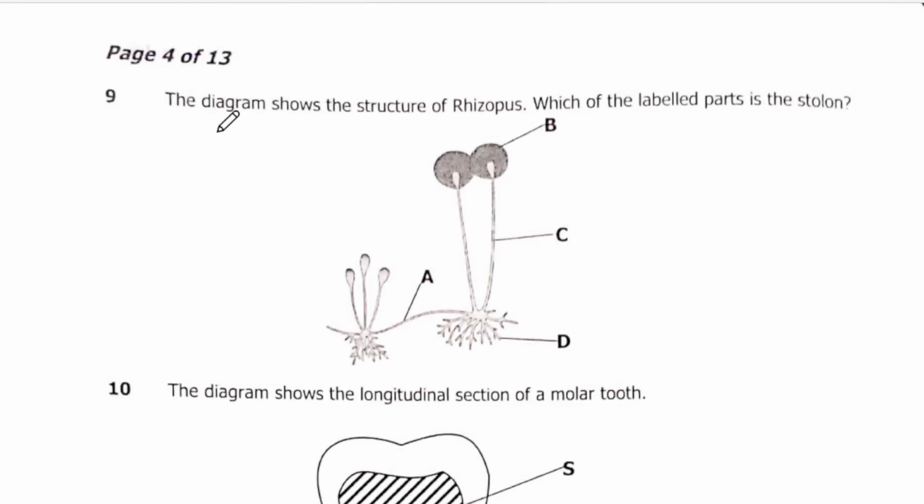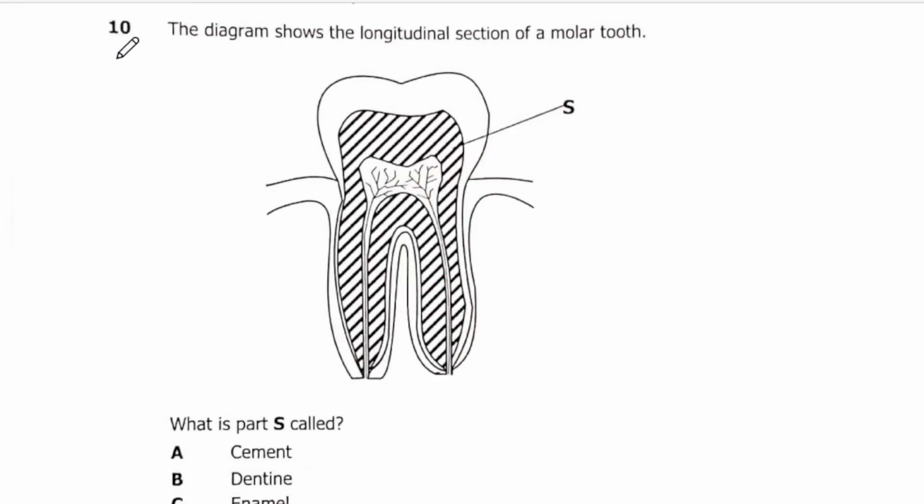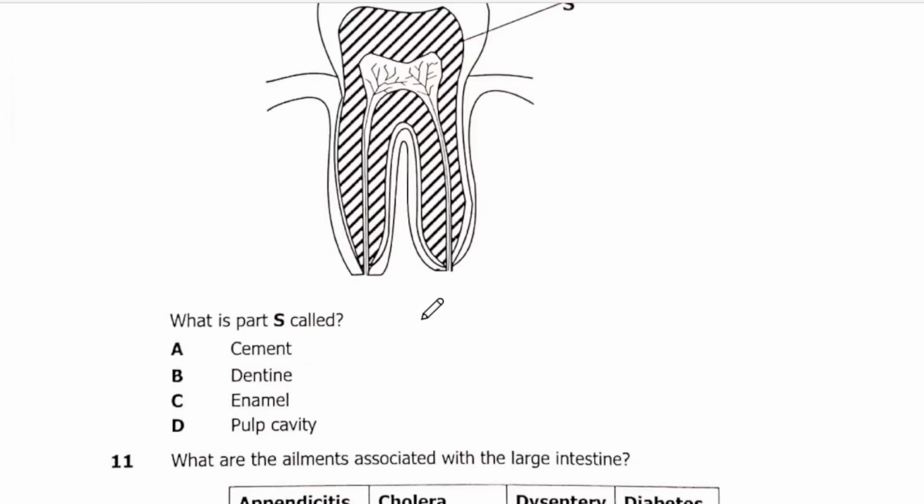Question 9. The diagram shows the structure of Rhizopus. Which of the labeled parts is the stolon? So the stolon is actually part A. So that is the correct answer. Question 10. The diagram shows the longitudinal section of a molar tooth which is labeled S, which is this shaded region here. What is part S? So part S is actually the dentine. So the answer here was B.